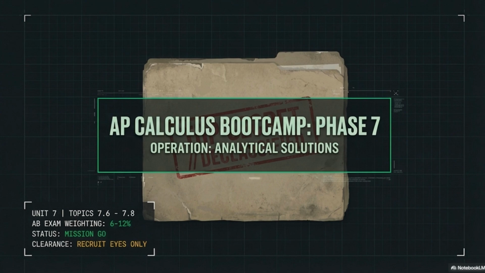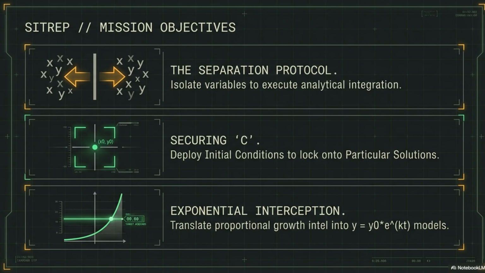Welcome, recruits, to Phase 7, Operation Analytical Solutions. Your clearance has been verified. Today's operation focuses on topics 7.6 through 7.8 of the Differential Equations unit, which accounts for 6 to 12% of your AP Calculus AB exam weighting. Status: Mission Go. Here is your SITREP and mission objectives.